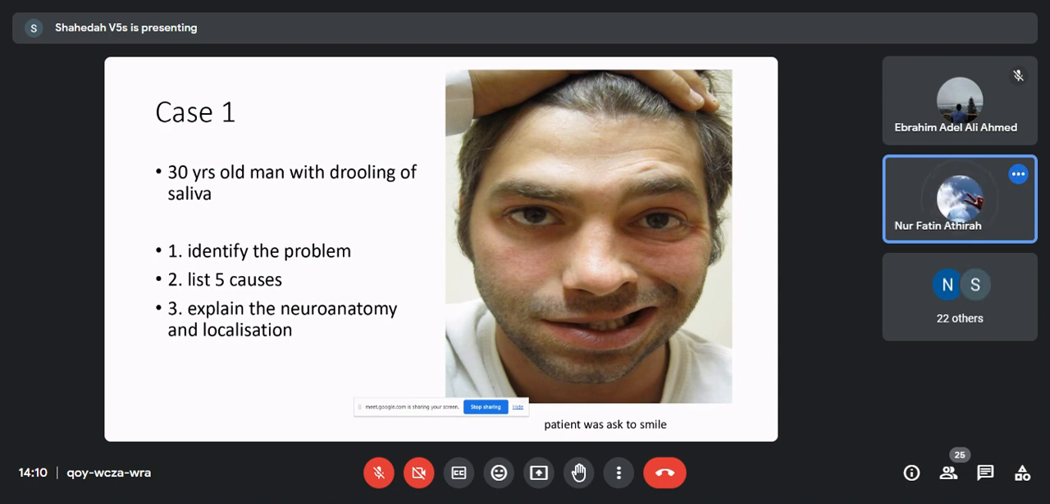Me, doctor. The first case is an old man who is drooling saliva. So the problem there is a unilateral facial weakness over the right side. Good.